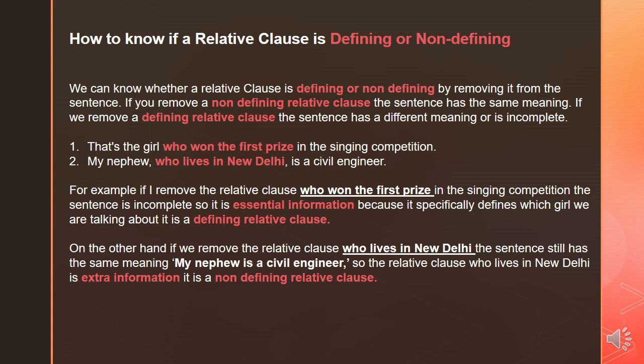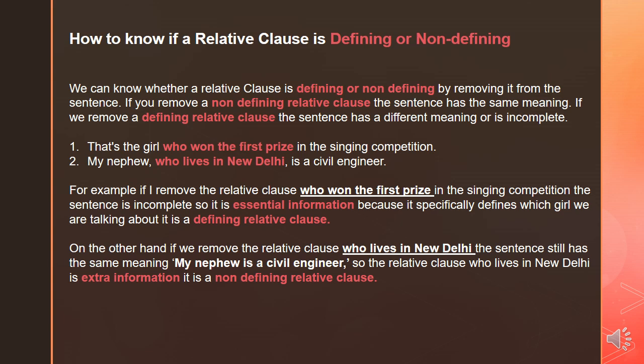Whereas, if I add this, who won the first prize, that's the girl who won the first prize in the singing competition, then it becomes a complete sentence. It gives a complete meaning. Here, we can know the difference between a defining relative clause.